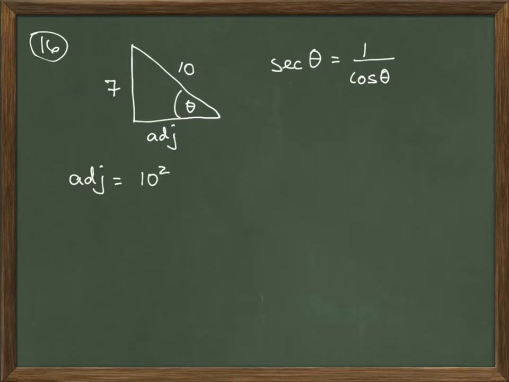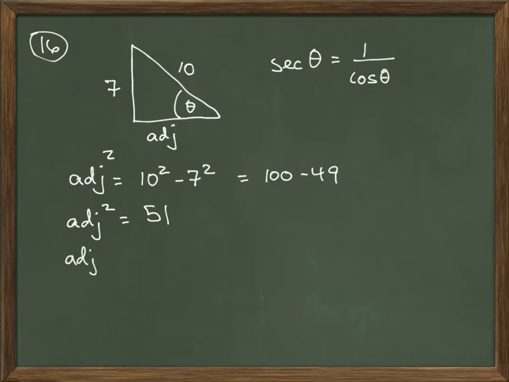hypotenuse 10 squared minus 7 squared, which is 100 minus 49. That's actually adjacent side squared. We're using the Pythagorean theorem. And we get adjacent squared is 51. So the adjacent side, take the square root, is the square root of 51.